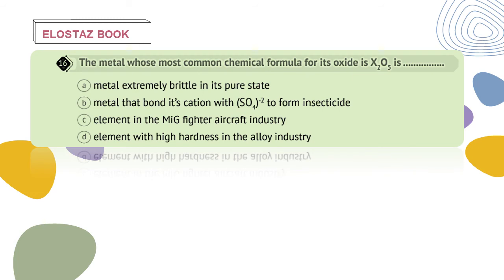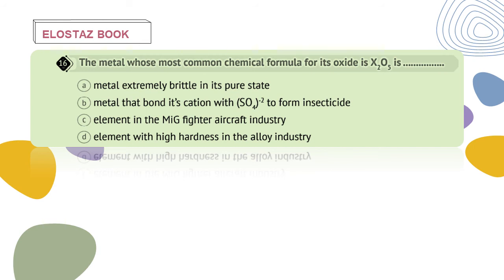Question 16 says: the metal whose most common chemical formula is X2O5. We have elements, and we will illustrate their properties here. We will conclude it at the end. The first one: metal extremely brittle in its pure state. Metal that bonds its cation with SO4 negative 2 to form insecticide. Element used in the aircraft industry, and element with high hardness in the alloy industry.